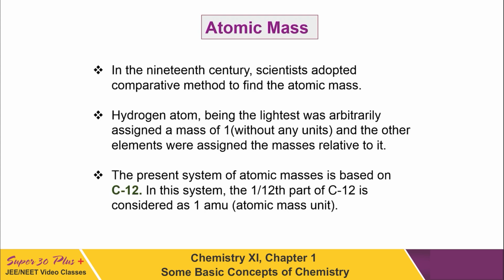Similarly, for atoms, we find out the atomic mass in comparison to other atoms, say hydrogen being the lightest. Now we know that the hydrogen atom is the lightest element. So we assigned the mass of hydrogen as 1 without any units. It is supposed that the mass of hydrogen is 1.